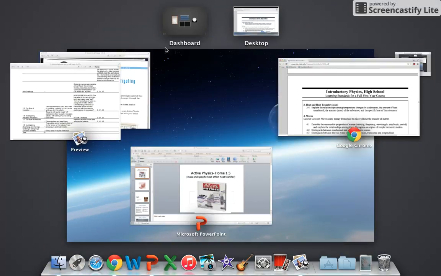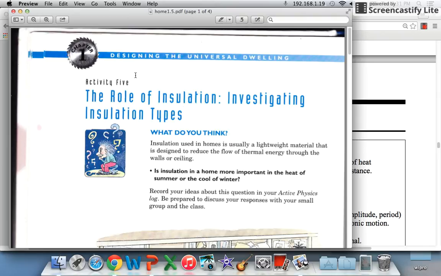So let's take a look at what they're going to be doing here. They just finished constructing, testing, and collecting data on their universal dwelling, at least the first little mini activity there. Now, as they go through the next several activities, they're going to start adding to that, getting a little more elaborate with their design. In this case, in 1.5, they're going to investigate the role of insulation.